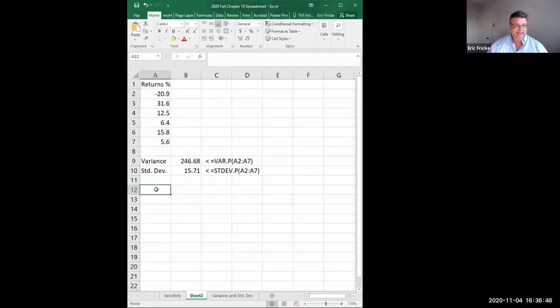Okay. I want to do one more thing here. I'm going to calculate the standard deviation using the square root. And I just want to make sure that it's the exact same as what we got using the standard deviation formula. So if we take the square root of this variance right here, we should get the exact same answer as using the standard deviation formula. And yeah, that's the same thing, right? So that works.